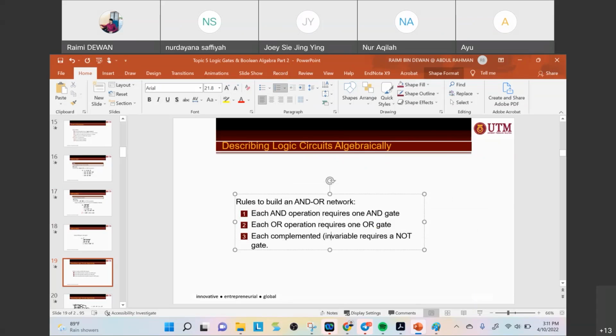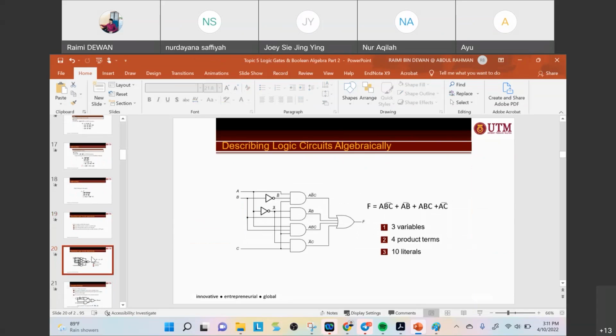Inverted variable requires a NOT gate. Okay. Describing logic circuit algebraically. So we have three variables here, a, b, c. Then how many product terms do you have? 1, 2, 3, and 4. Okay, 4 product terms, and then 10 literals.